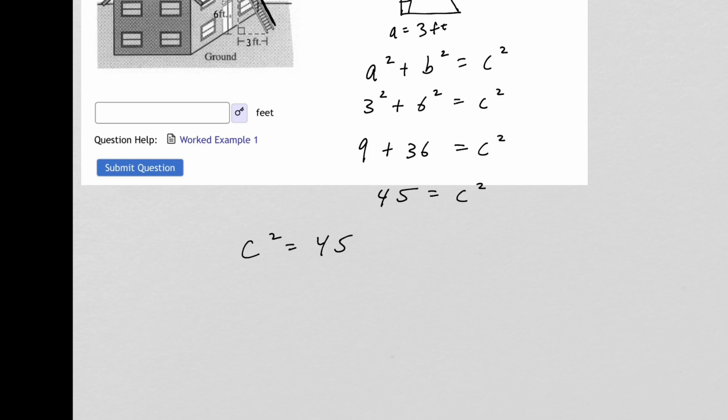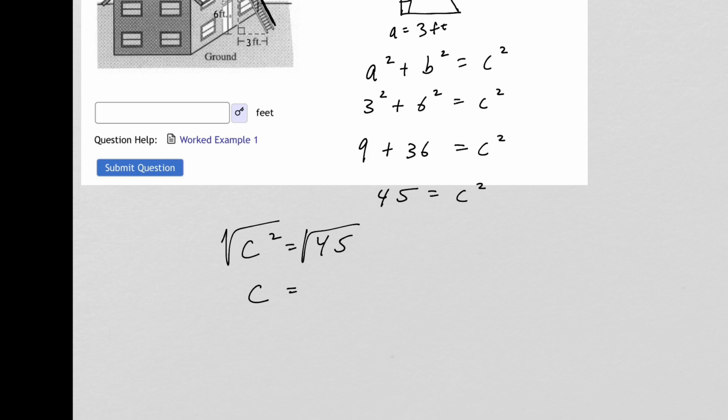I want to solve for c, so I need to take the square root of both sides. So that gives me c equals the square root of 45. And then what's the square root of 45? Well, it's not a perfect square. We know it's going to be between 6, because 6 times 6 is 36, and 7 times 7 is 49. So it's going to be between 6 and 7. We can estimate it by plugging it into our calculator.